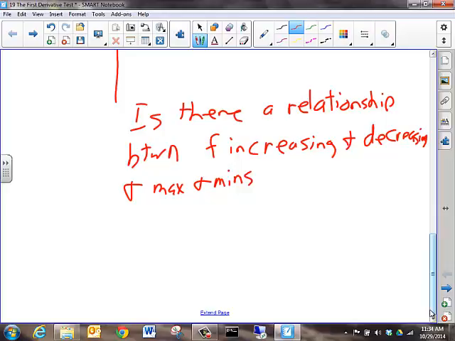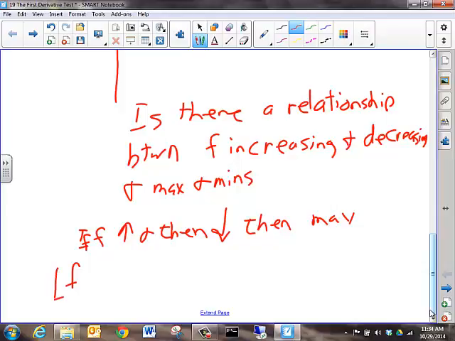Did y'all hear what she said? I'm going to write up here. She said if f increases and then decreases, think about what that looks like. It increases and then it decreases. What's that? Then the max. And we need to clean this up, but we're just trying to write quickly here.